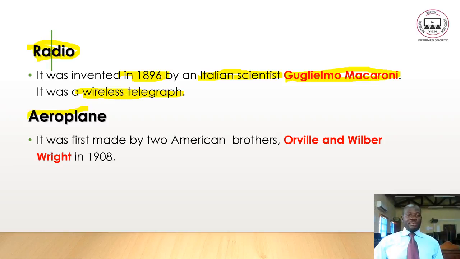What about the aeroplane? The aeroplane was first made by two American brothers, Orville and Wilbur Wright. So those brothers in 1908 invented the aeroplane. Today, the fastest means of transport is the aeroplane that was invented by those two brothers. In short, they are called the Wright brothers. Today, everyone, even yourself, you wish you had boarded an aeroplane. So one day you are going to do it.